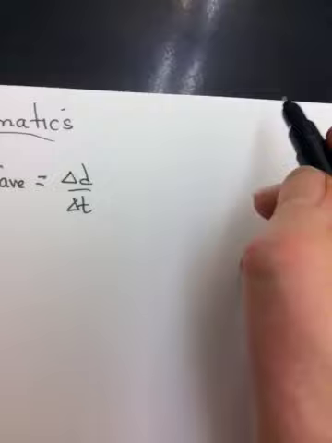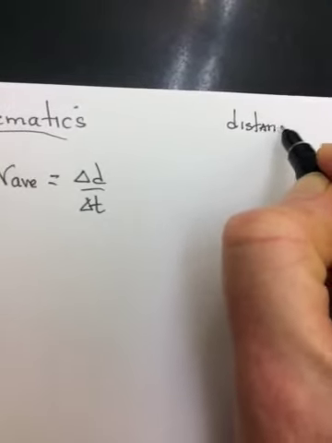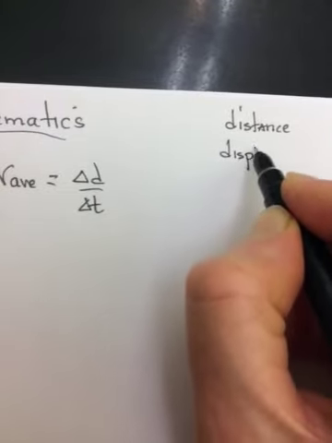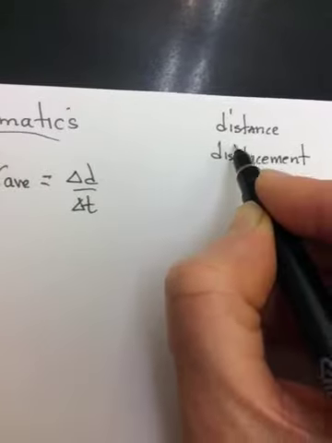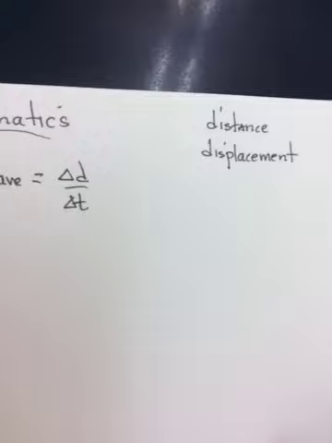Maybe if we're doing the review for the kinematics, we should remember that there is displacement as I write distance, and distance as I write displacement. So my hand and my mouth are not in sync. One's a vector and one's a scalar. Do you remember which one's which? I'll let you pause and think for a second.